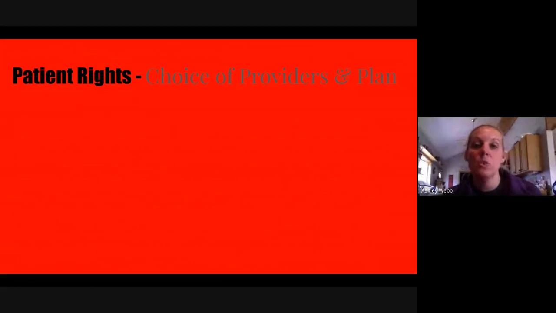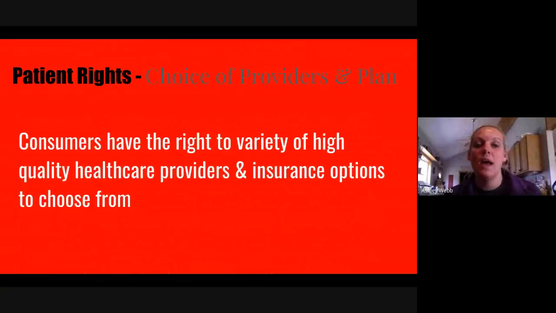The second one, choice of providers and plan. Okay. So basically, they have the right to have a variety of people that they see for their medical needs and insurance options to choose from. Okay, so this is basically something that patients don't necessarily like to think about a lot of times, but it's that right to getting a second opinion.